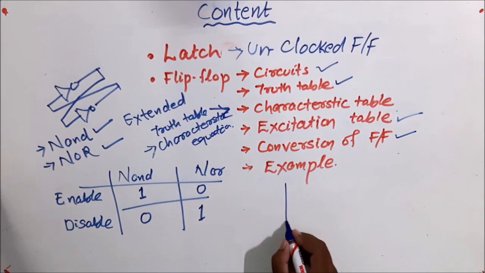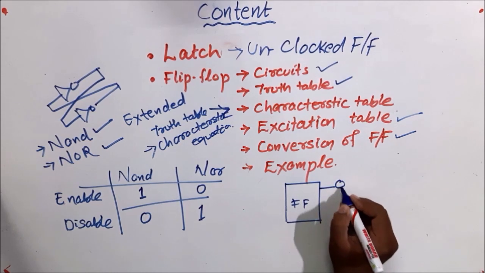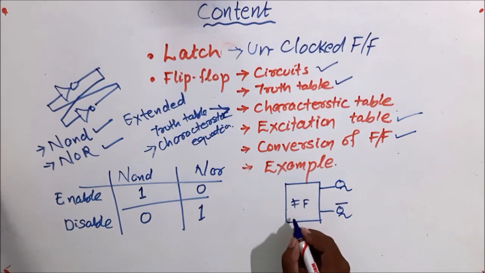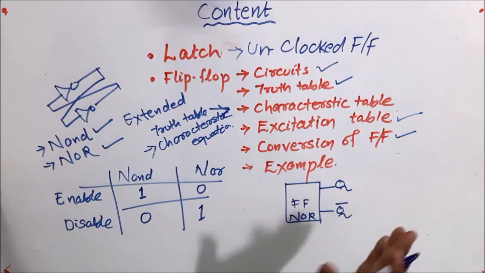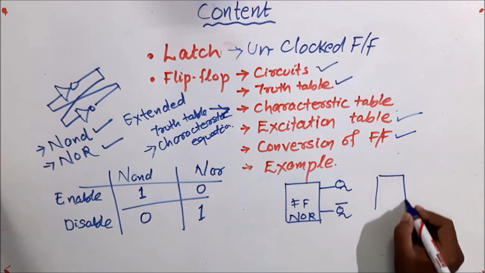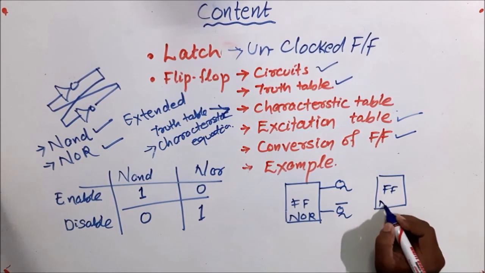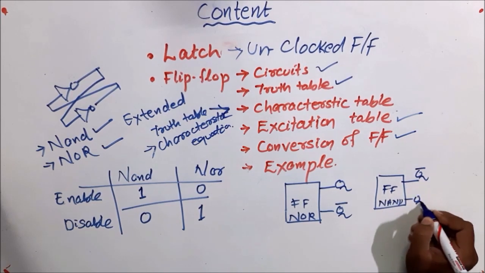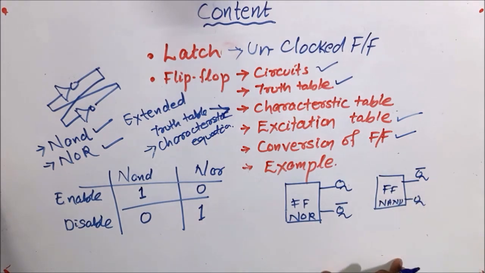If I have a flip-flop, this is my Q and this is my Q complement. For example, this flip-flop is made up of NOR gates, and if you want to create it using NAND gates, this is the flip-flop, and this is the NAND gate. This becomes Q complement and this becomes Q. That means if you change the position of Q and Q complement, you change the internal circuit.